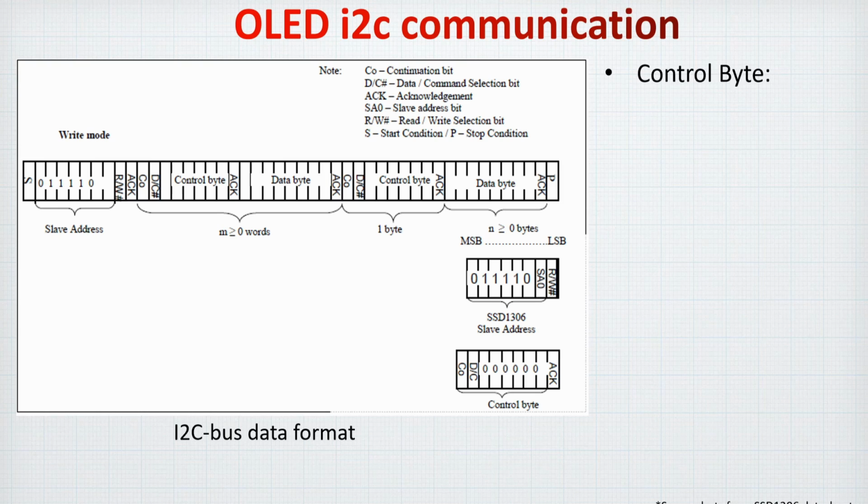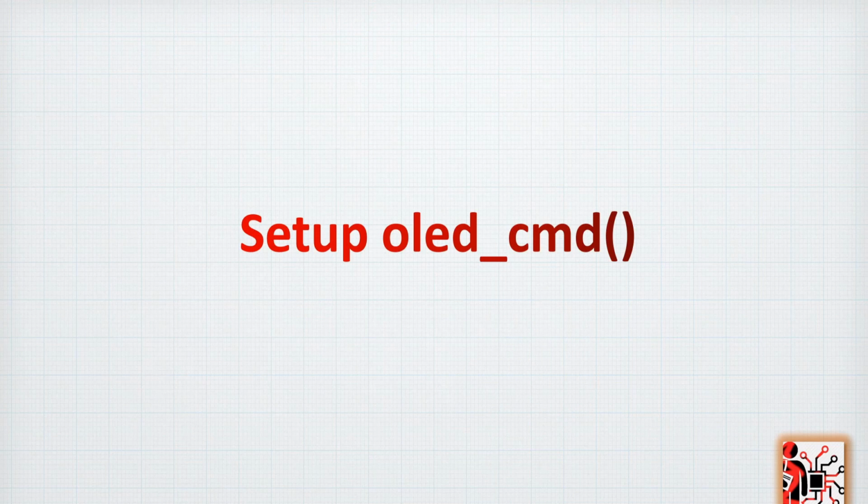From the control byte perspective, if the control byte is 00, it means we are sending a command. So every byte coming after this control byte will be command data. And if the control byte is hexadecimal 40, then we are going to send data. Okay, so now that we know how to do that, let's start and create the OLED command function.